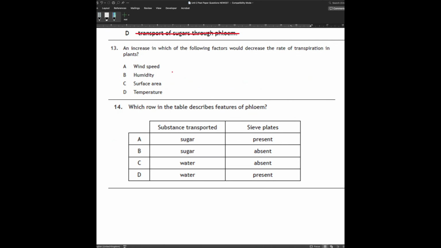13, an increase in which of the following factors would decrease the rate of transpiration. Now, we said that there's a nice relationship between all of our factors, and when we increase those, it causes an increase in the rate of transpiration, apart from one. Now, if you can remember, which one did I say was the odd one out, where when you increase it, it actually decreases transpiration? Hopefully you remembered that was humidity, and so therefore our answer is going to be B. If you increase wind speed, you increase transpiration. That's wrong. If you increase surface area, you increase transpiration. And if you increase temperature, you also increase transpiration.